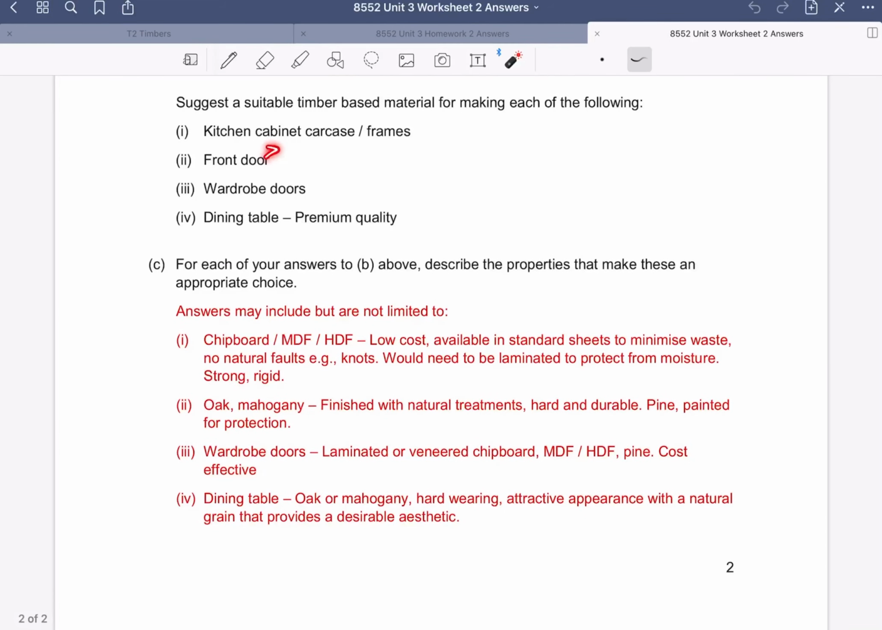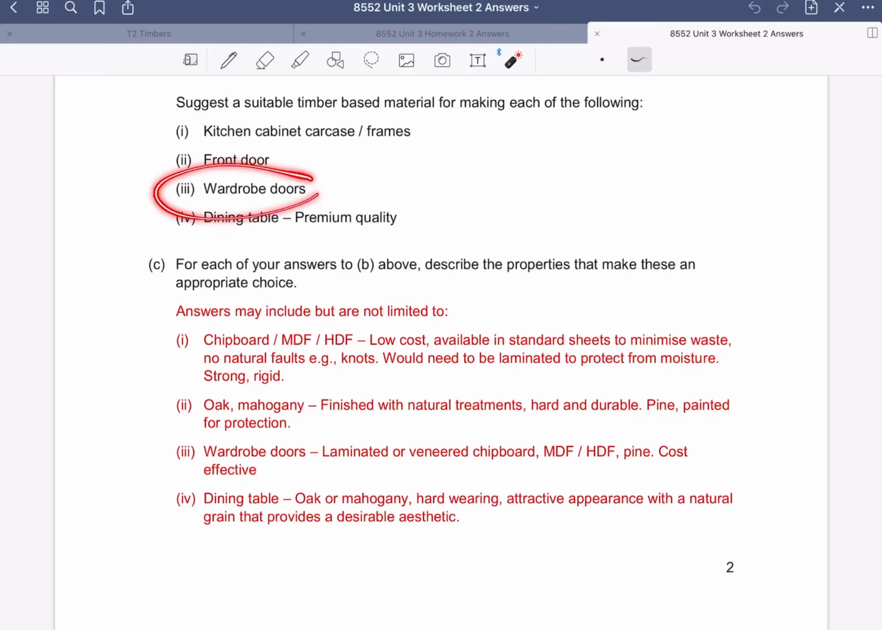You've got your front door. You're probably going to use some sort of hardwood, maybe oak or mahogany. Why? Because it has the natural treatments already built in. They're very hard and durable. You could also go with pine as long as it's painted or coated for protection.